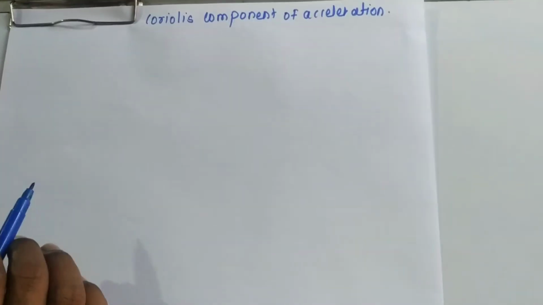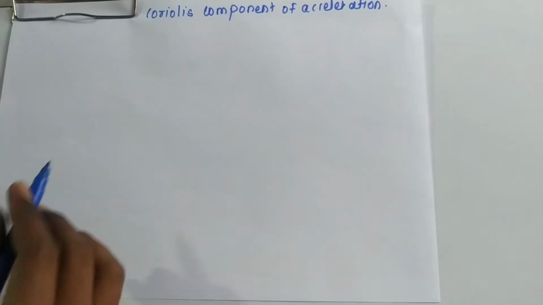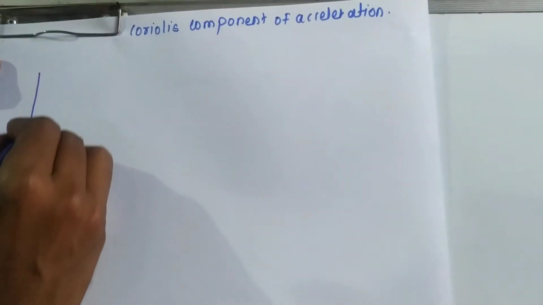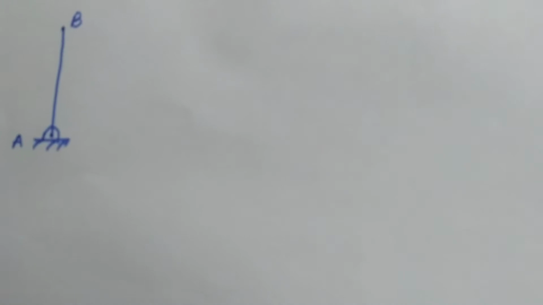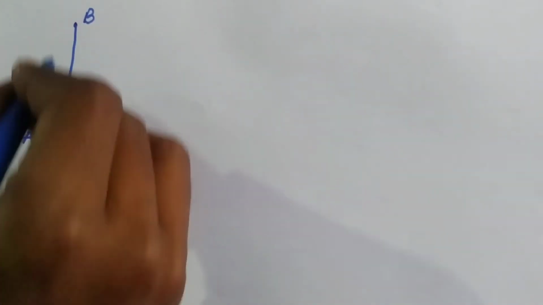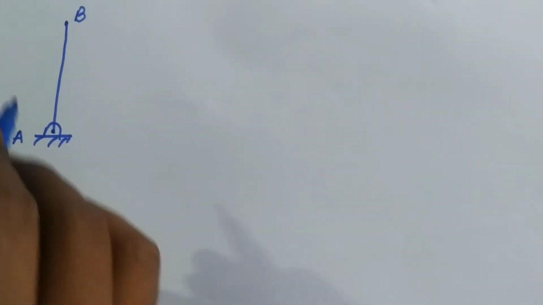So in this session we will discuss the Coriolis component of acceleration. We discussed in the previous section, let's say we consider a link which is pivoted about this point. Let's say this pivot point is A and I am finding the velocity of B with respect to A. We know that the distance between A and B remains the same. So if the distance between A and B remains the same, how do we find the velocity?